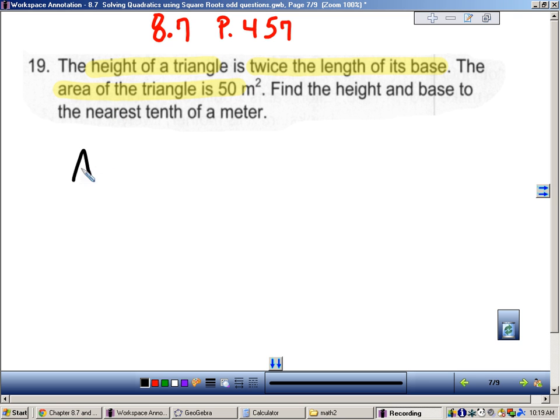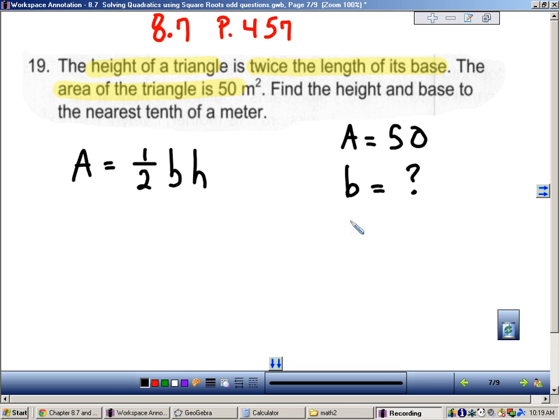So I'll write that out. The area is 1/2 the length of the base times the height. So our area is 50. I'll leave the units off. Our base is unknown, so for the base, B, we'll just put a question mark there. But we know that the height, H, is equal to twice the length of the base, or 2 times B. And so I'll write that down.